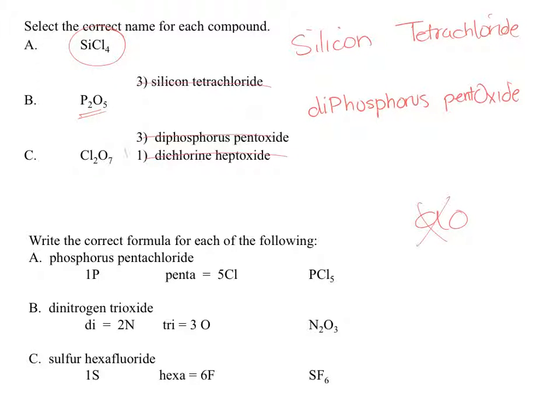And then finally, Cl2O7. Well, Cl, now it's written first, so we leave it as chlorine. Oxygen is written second, becomes oxide. 2 chlorines, that's di. 7 is hepta, but again we drop the A because it's next to an O, so heptoxide. Dichlorine heptoxide is the name of the Cl2O7.